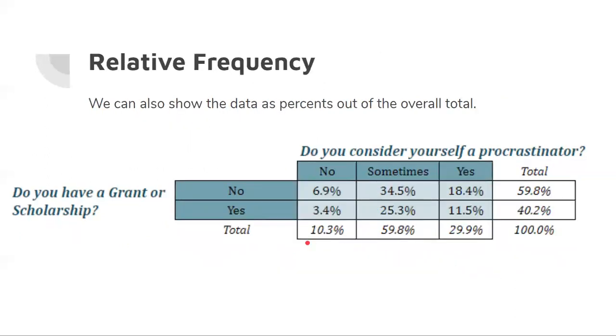And I can see my percents for the totals on the ends here. So 10.3%, 59.8%, 29.9% from our first relative frequency table for just the variable, do you consider yourself a procrastinator? That shows up down here. And the percents of the total of grant and scholarships show up over here. Okay, so everything adds up to 100% here.